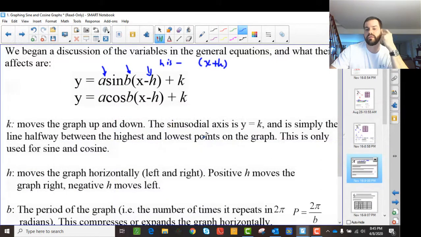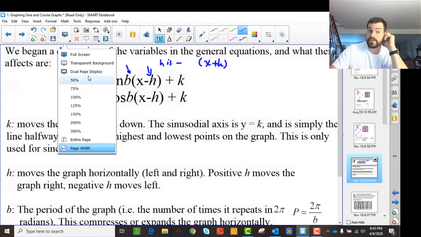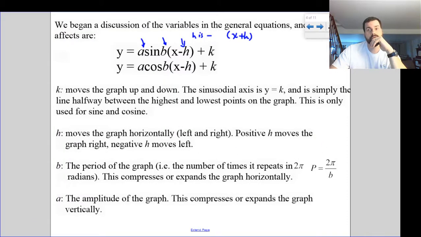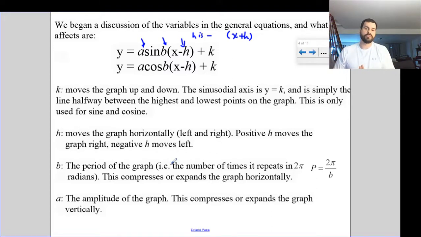So I'm going to go back here, and I'm just going to make this full screen for a second so you can see all of them at once. But what it does is it affects different things in terms of what the graph looks like, and it also affects different things in terms of the amplitude, period, and all of that.